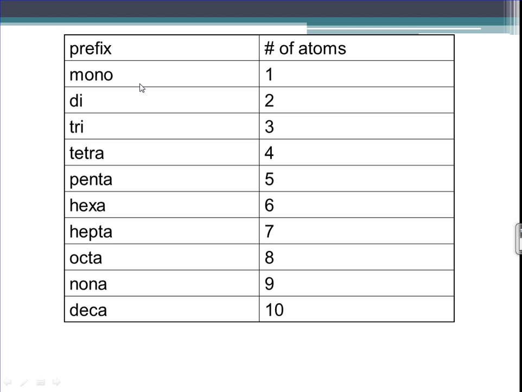So when we're naming things, you're probably wondering how the names come up with it. Well, if there's one of them, then we use the prefix mono, like carbon monoxide. Monoxide means there's 1 oxygen. If I have carbon dioxide, that would mean I have 2 oxygens paired with my carbon. And then the prefixes keep going with tri, tetra, penta, hexa, hepta, octa, nona, and deca. Again, a lot of these prefixes should sound very familiar to you in your studies of language. You're going to see them over and over again.